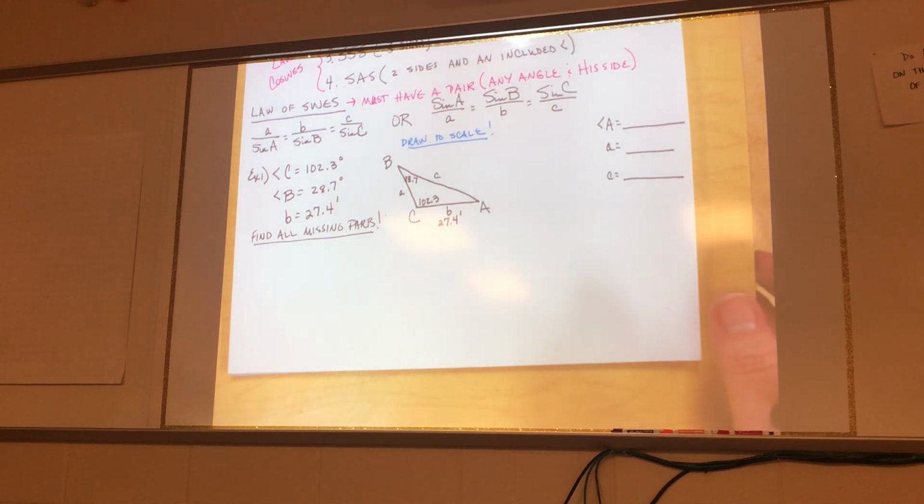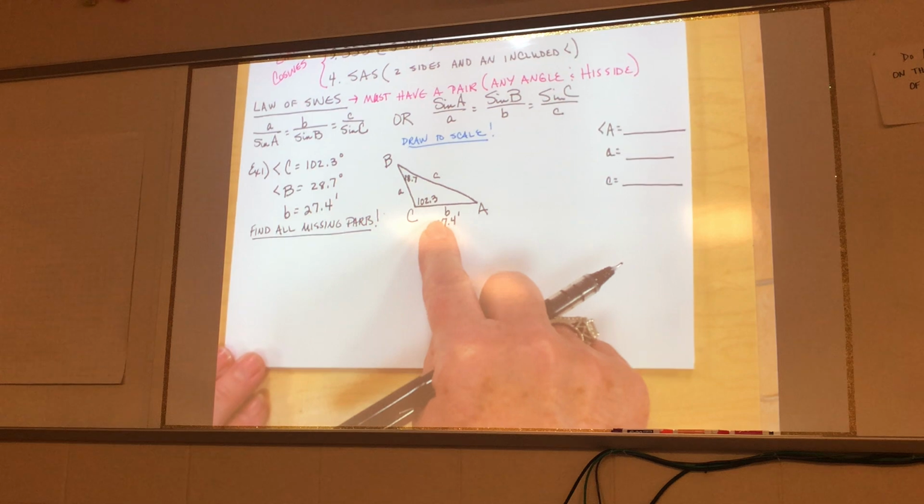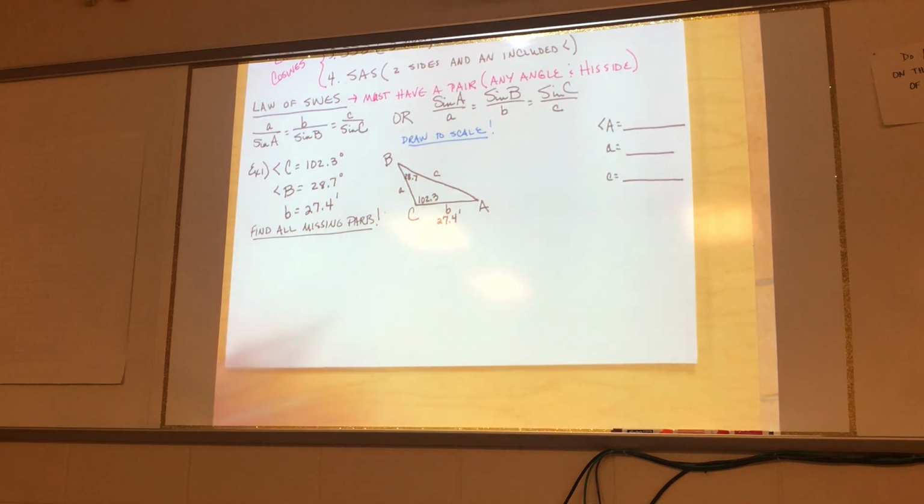Okay, now I already told you in order to use the law of sines, what do you have to have? A pair, okay? You have to have a pair to use the law of sines. Do I have a pair? Yes. Side B and angle B. Very good, then that's the pair that I'm going to use, okay? So, is it easy to find angle A right now?